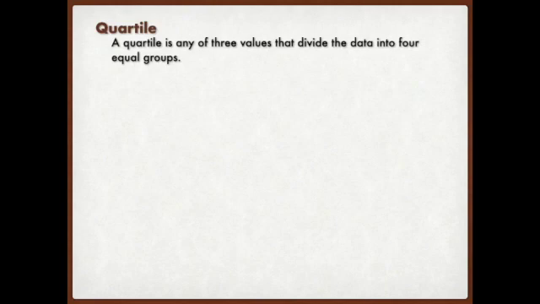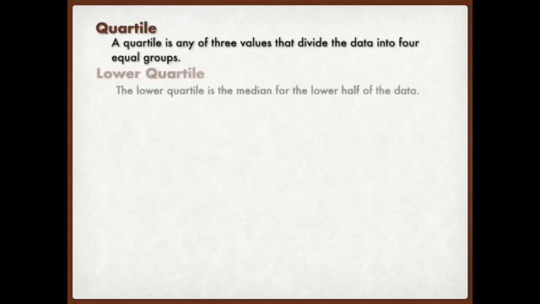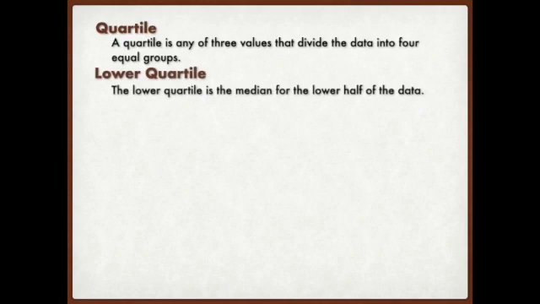We're going to look at 3 types of quartiles. The first is a lower quartile. The lower quartile is the median of the lower half of data. So if I have 100 numbers that I'm going to look at, the lower quartile is going to look at the first 50 numbers. The first 50, the first half, the lower half.